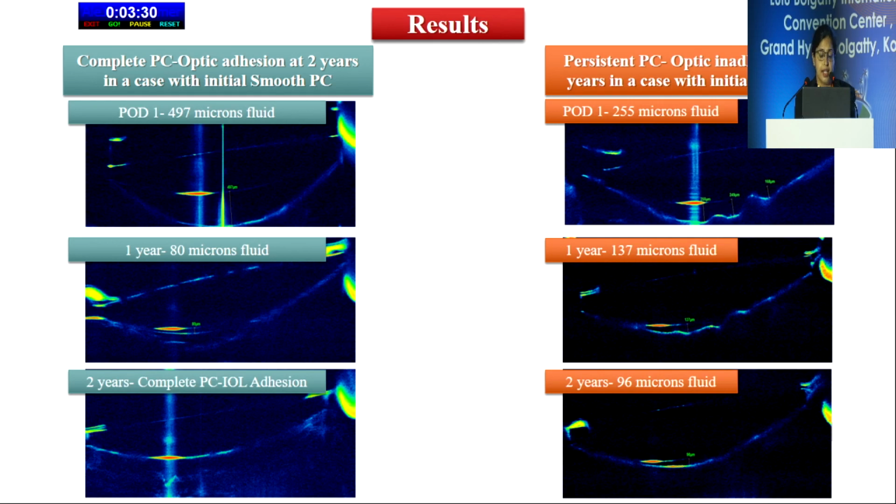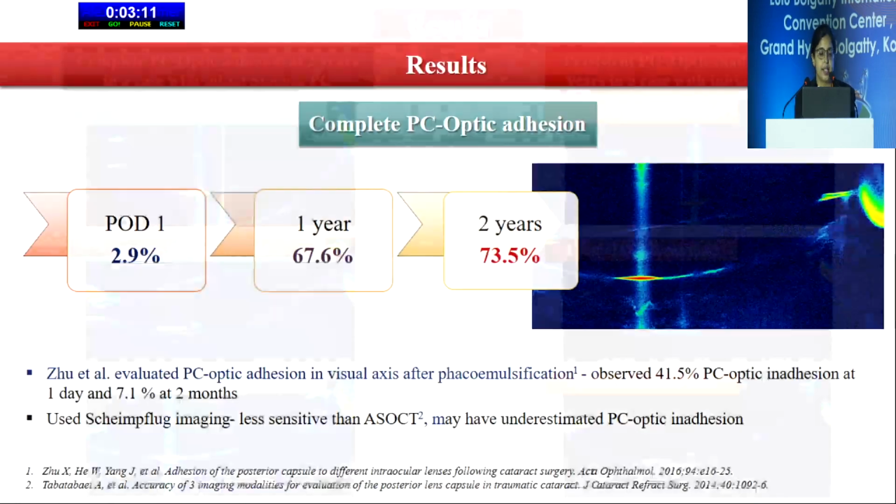In the second case, as seen on the right-hand side, on postoperative day 1, there was a wavy configuration of the posterior capsule and 255 microns of fluid can be observed. At 1 year, it reduced to 137 microns. At 2 years, the fluid still persisted. 96 microns height of fluid can be observed on anterior segment optical coherence tomography in the visual axis.